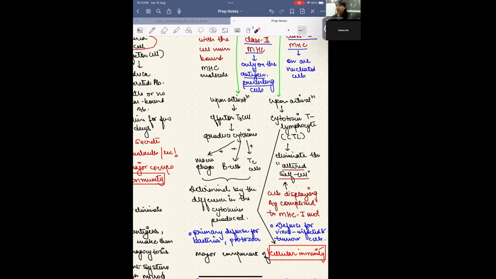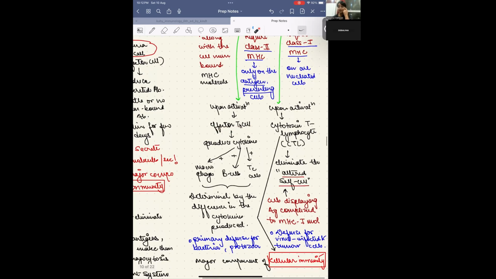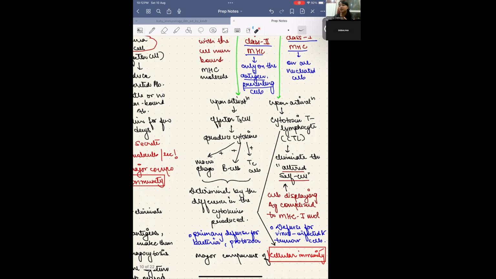On the contrary, if we talk about our T helper cells, which are activated upon an antigen presented to them by the class 2 MHC molecule present on an antigen presenting cell, these cells become the effector T helper cells. The primary role of the effector T helper cells is to release a whole lot of cytokines. Everywhere in the immune system, you're going to encounter cytokines, which are the major communication mediating molecules in the immune system.